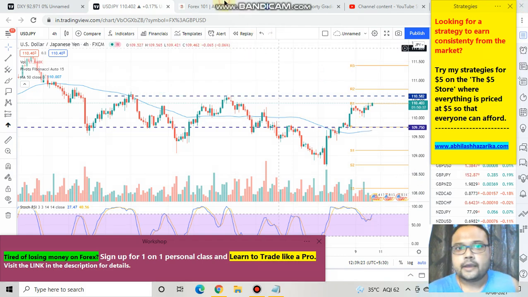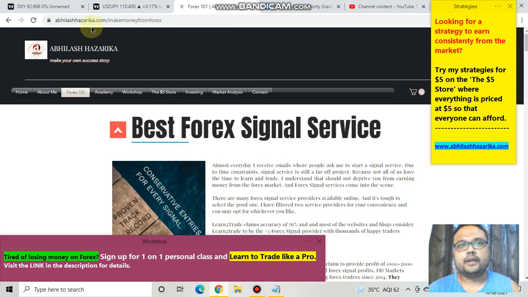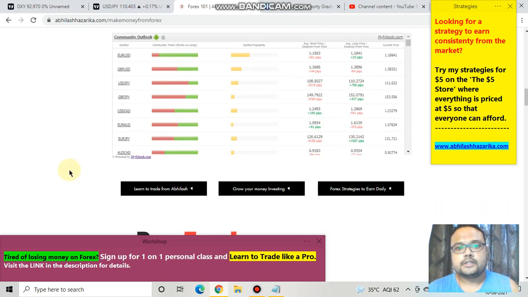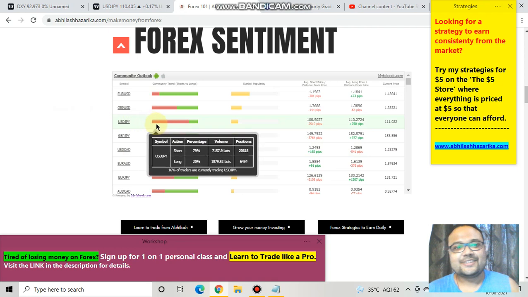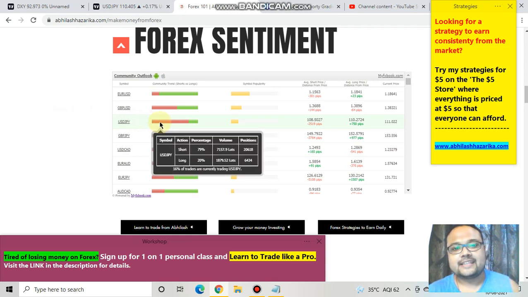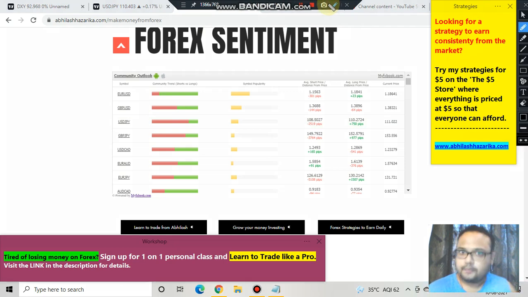Clear? And if we go to the Forex sentiment meter here, this is the Forex sentiment meter. You will find the Forex sentiment meter on my website avilashhazarika.com under the Forex 101 section. What am I saying? So in the Forex sentiment meter, you can see that 79% of retail traders have taken a short position and 20% of retail traders have taken a long position. So 79% of retail traders are thinking that the market will be going down.